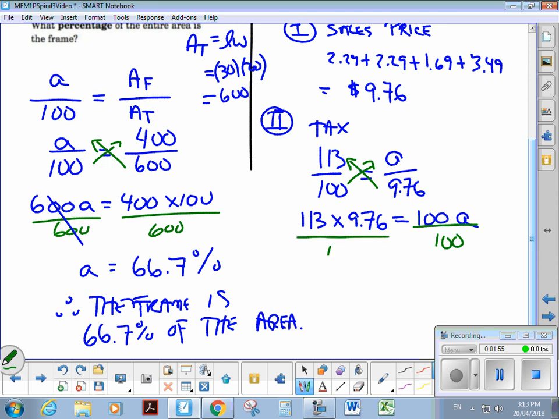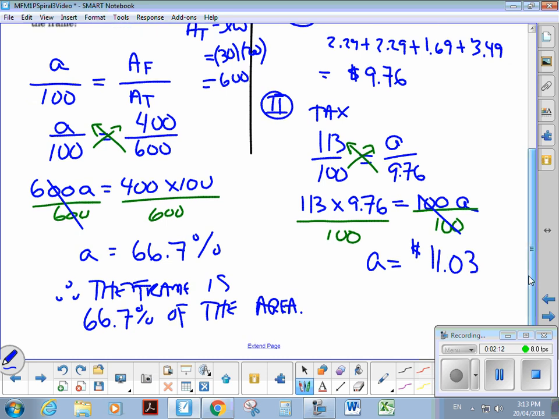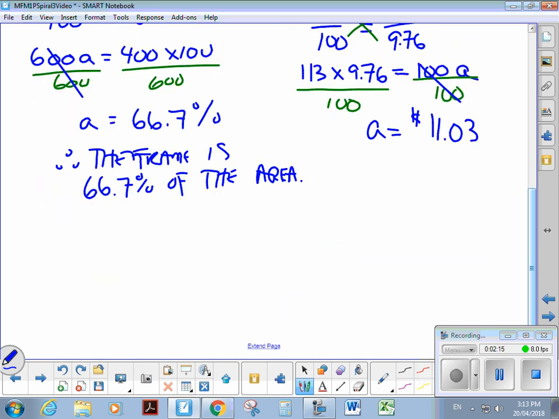And this would be a short answer question on EQAO because there are 3 steps here. So the first step was to find the cost, which I'm hoping everyone's able to do. The second step is taxes. So that's definitely part of the grade 9 curriculum. And then the final step, so A equals $11.03.